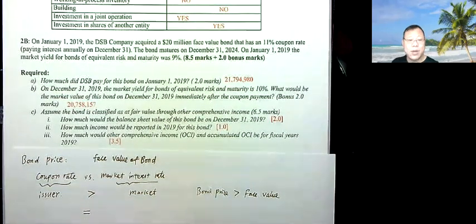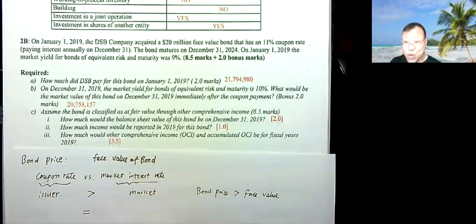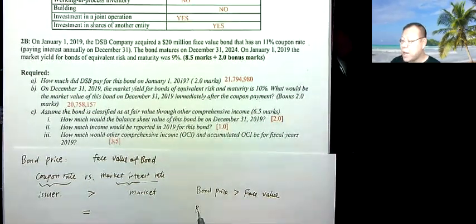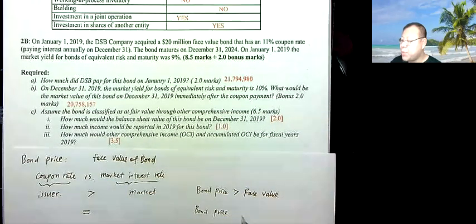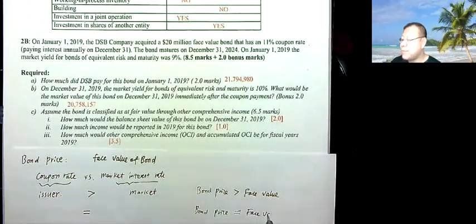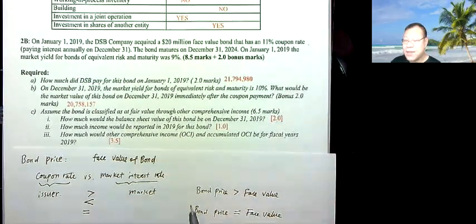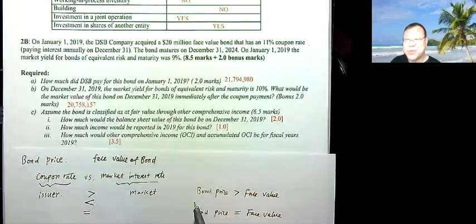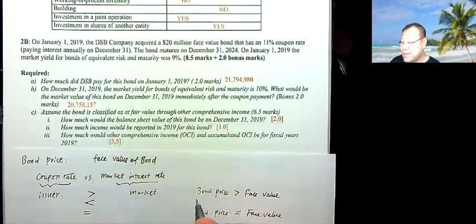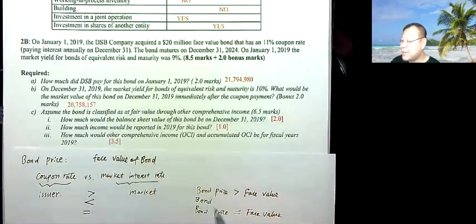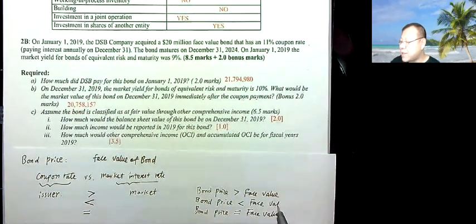The bond price will be more than face value. If the coupon rate equals the market rate, then the bond price will be equal to face value. If the market promises a higher rate, then nobody wants your bond, because you are giving a lower rate. Then you have to sell it at a discount, so the bond price will be less than face value. Okay, so these are the basics.